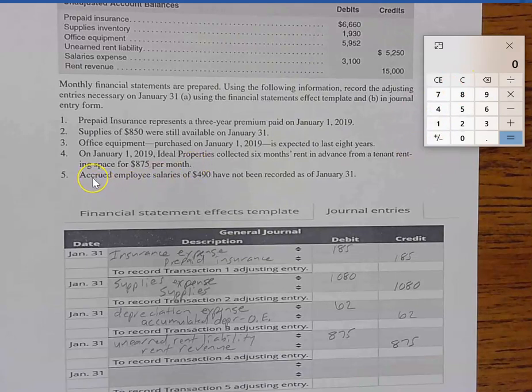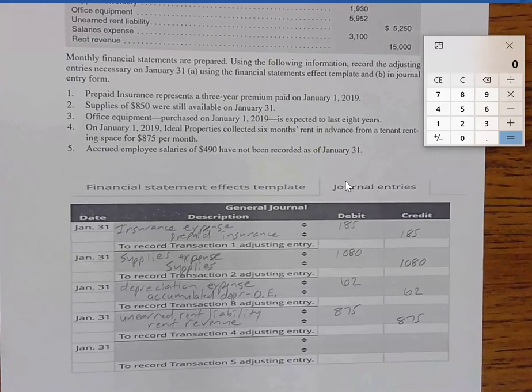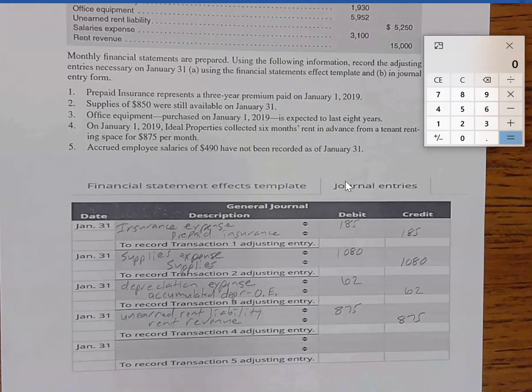And then finally it says accrued employee salaries of $490 have not been recorded as of January the 1st. Okay, so I think what we need to do is actually accrue those salaries. So we don't really need this $3,100 here. It's just going to go up by $490 when we make this entry. So again, we have some salaries here. We haven't paid it, but we can still recognize this expense.